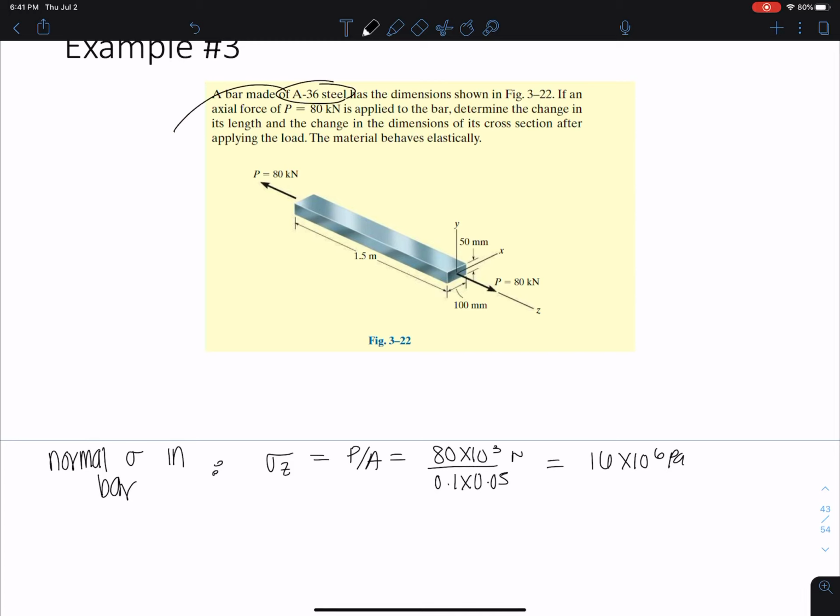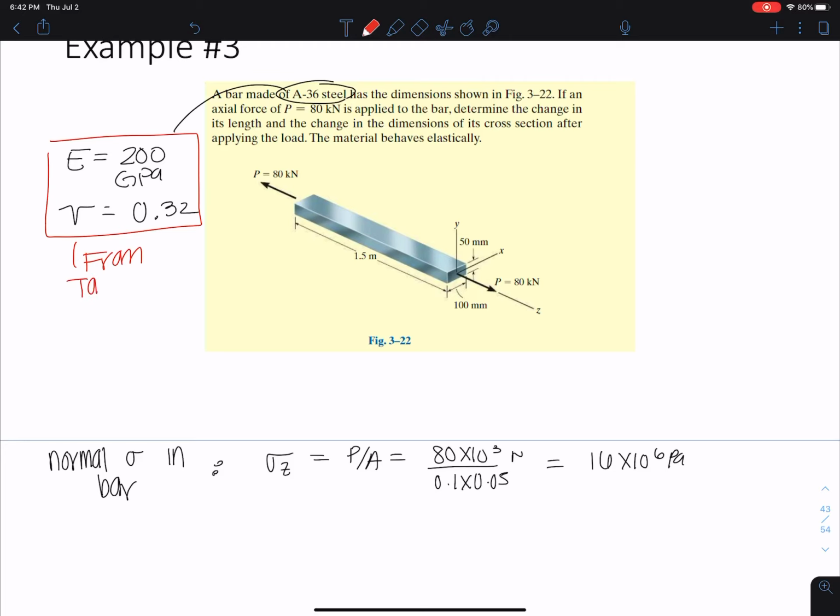So for A36 steel, we know that Poisson's ratio, well, actually, they're not giving us E either. I'll tell you what the E is. It's 200 gigapascals. And Poisson's ratio is 0.32. So these are provided from a table in the book, or you can Google them. You just have to put in A36 steel. So basically they're given. I will give them to you.